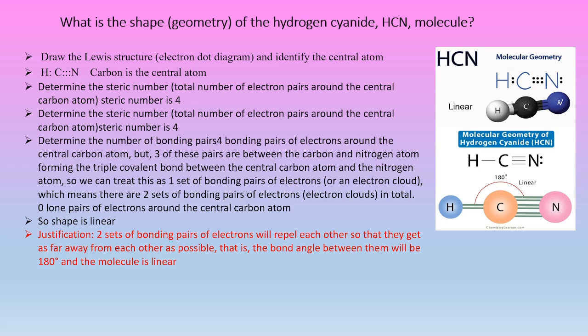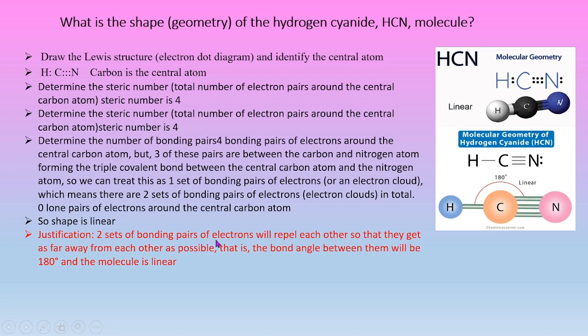In this example again, how many bonding pairs? So carbon is the central atom. What is the steric number? You can see the steric number is 4. How is the steric number 4? Determine the number of bonding pairs: 4 pairs of electrons around the carbon, 1, 2, 3 and 4 pairs of electrons. And there are two sets of electrons.